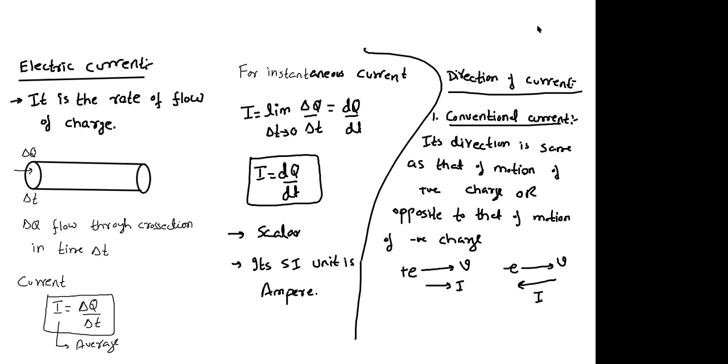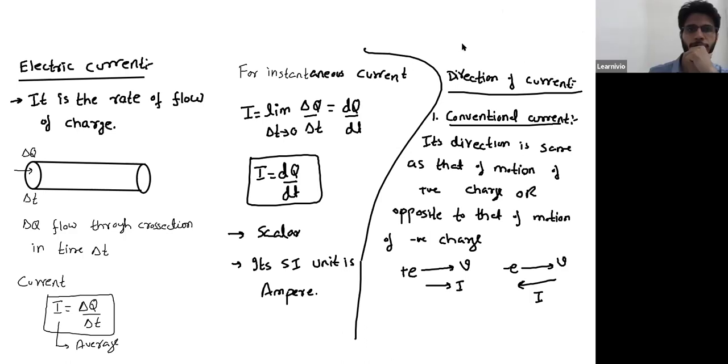So for instantaneous current, it's I equal to dq by dt, right? That's differentiation of charge with respect to time. You're differentiating charge with respect to time. But for average, you are dividing charge by time. So for instantaneous, we have to use the derivative. Yes, for instantaneous, you have to use the derivative.